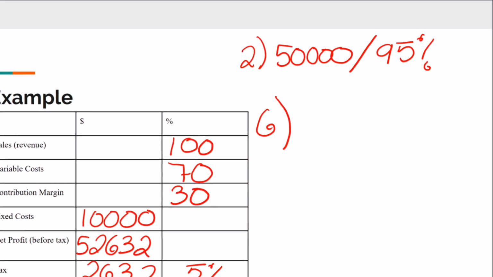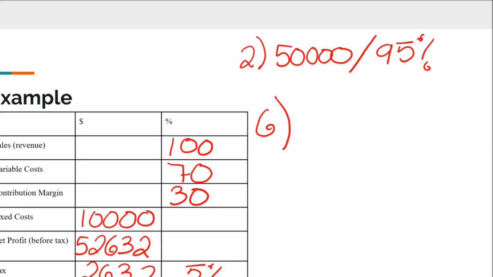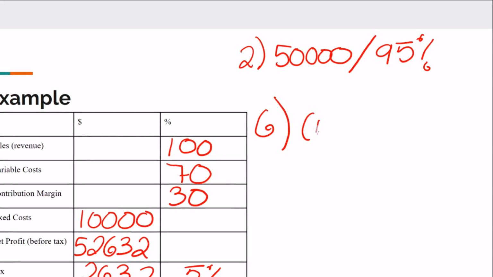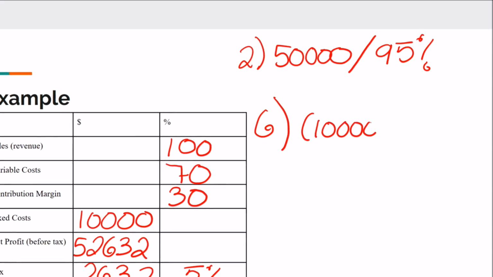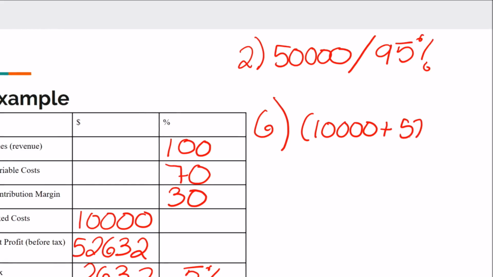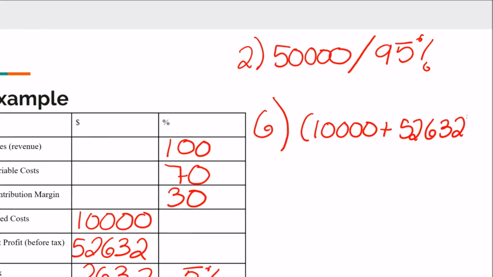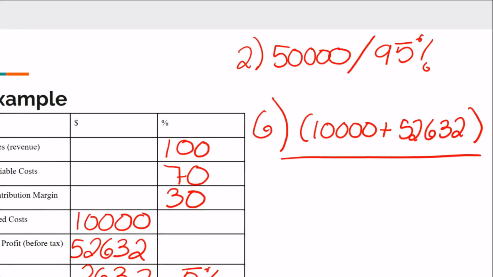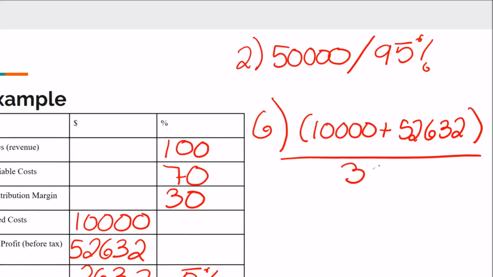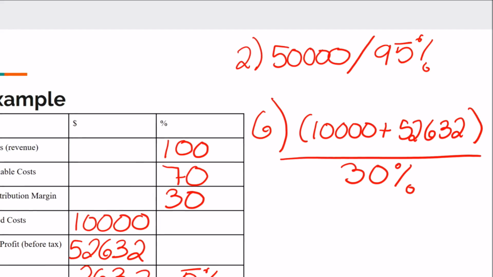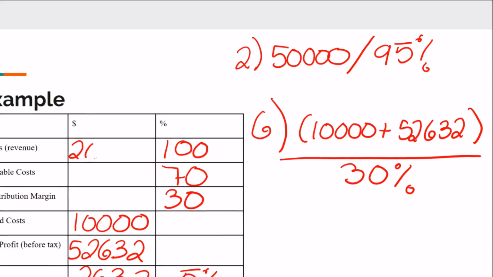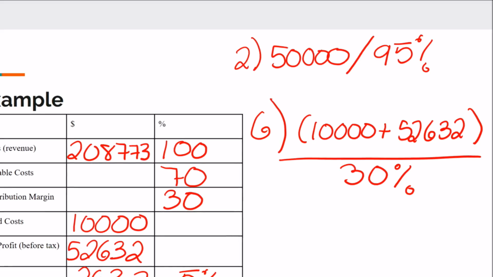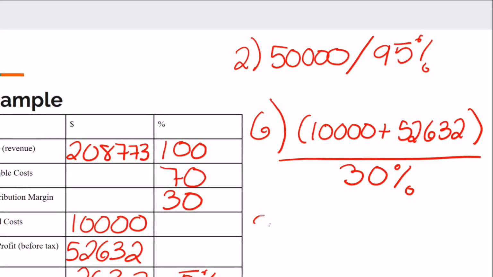Now for the sixth step, we want to find out what our sales revenue is. The formula for that is fixed cost plus net profit before tax over 100% minus variable cost percent. So that would be 10,000 plus 52,632 all over 100% minus variable cost percent, or just contribution margin, which is 30%. That would give us a grand total of 208,773.